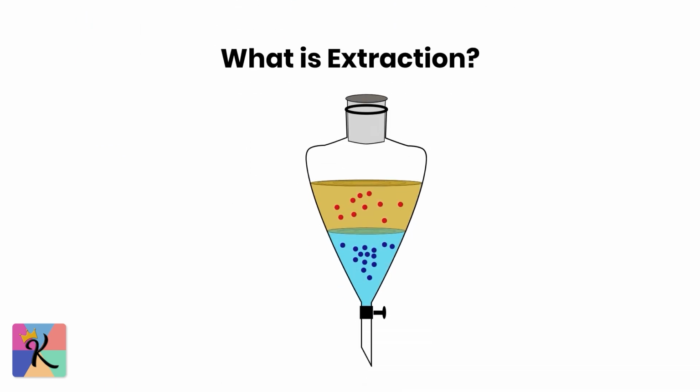When performing an extraction, it's crucial that the two solvents used are immiscible, meaning they don't mix and instead form two distinct layers, much like oil and water. By shaking these layers together, the solute, our desired product, can transfer from one solvent to the other.